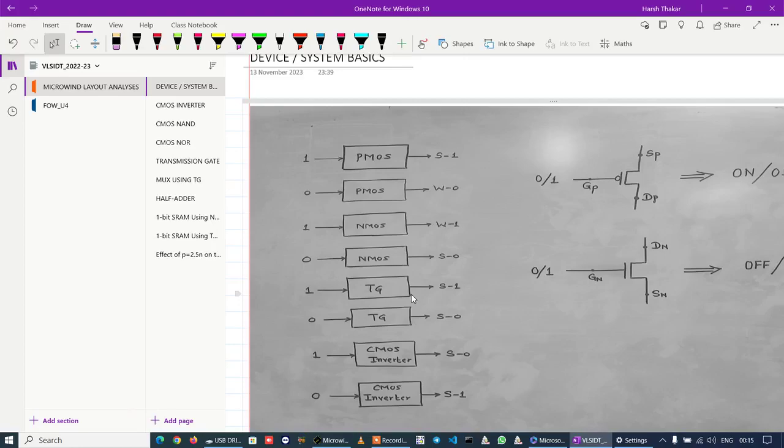Hello students, welcome to the series Microwind Layout Analysis, wherein we'll learn how to analyze the layout made in Microwind to justify the truth table or functionality of the proposed digital system. But before we go from one layout to another analyzing it, let us understand the device or system basics, which are as follows.